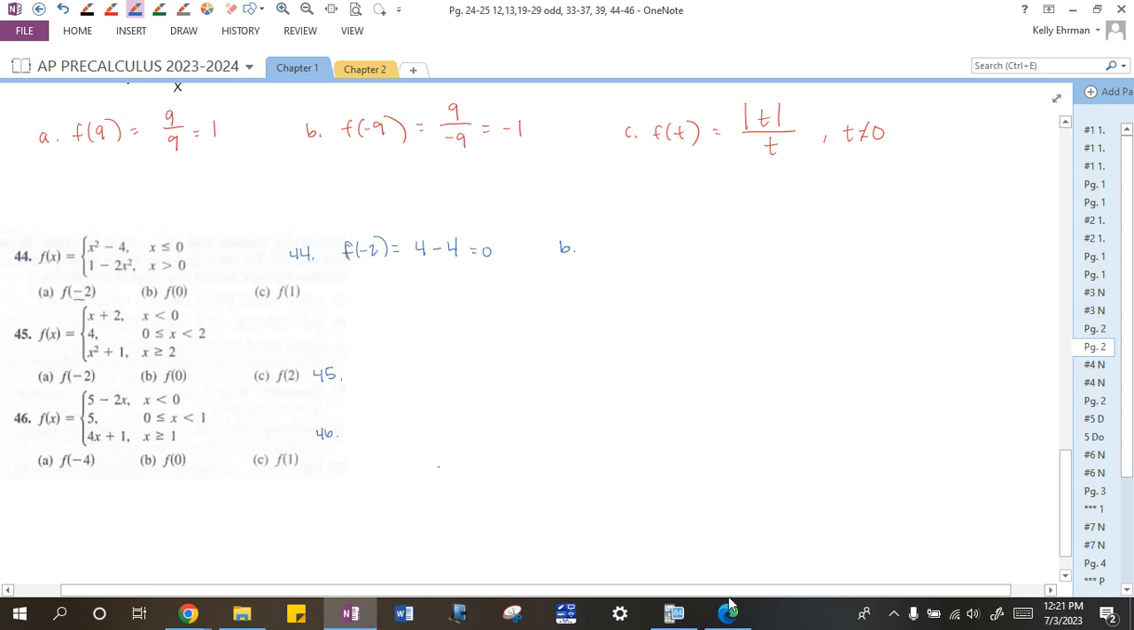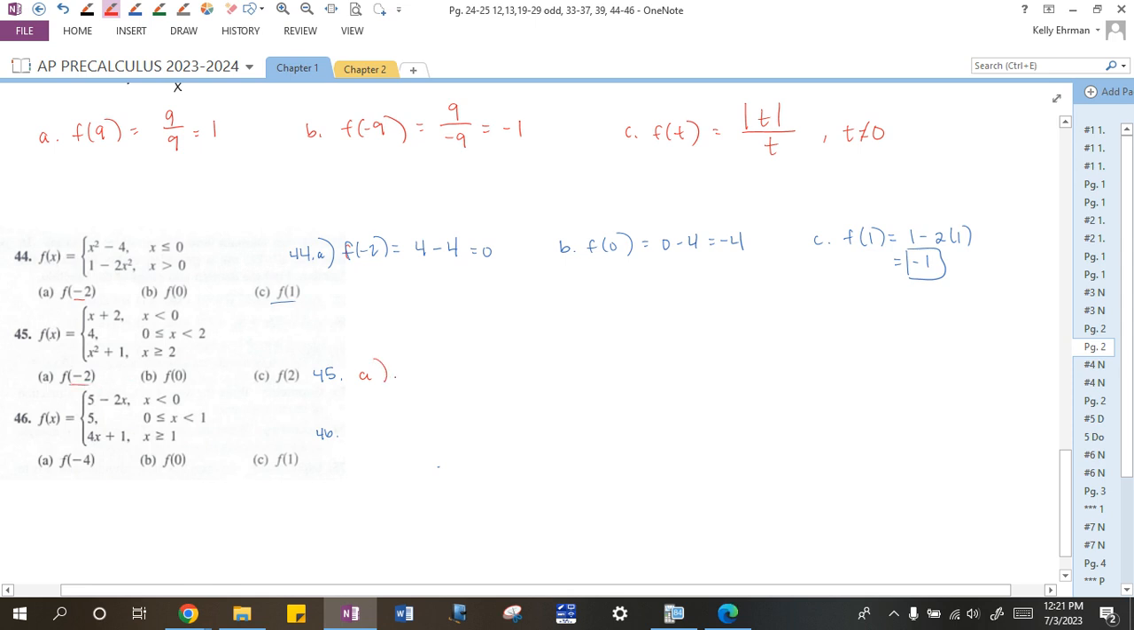And then for part B, we're doing f of 0. 0 is less than or equal to 0, so again, I'm in the top piece. 0 minus 4 is negative 4. F of 1, 1 is an x value that's greater than 0. So f of 1 gets plugged into the bottom piece only, comes out to negative 1. So you should never be plugging into more than one piece. It's a piecewise function.